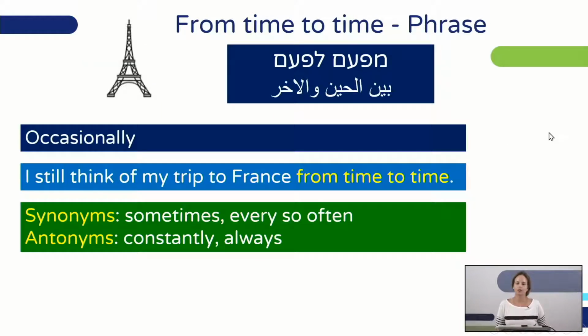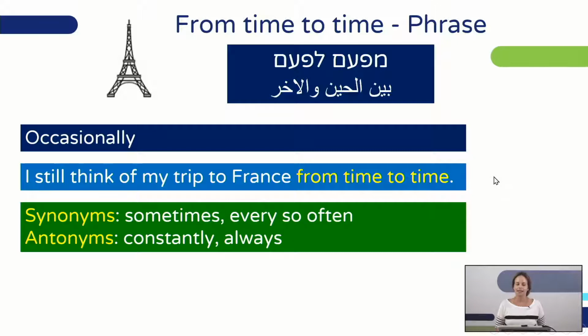The next word, or actually here it's a phrase, okay? It's from time to time. Mipam lepam. Okay? It basically means occasionally or sometimes. All right? An example of a sentence would be, I still think of my trip to France from time to time. All right? See, that's why I chose here the picture of the Eiffel Tower.